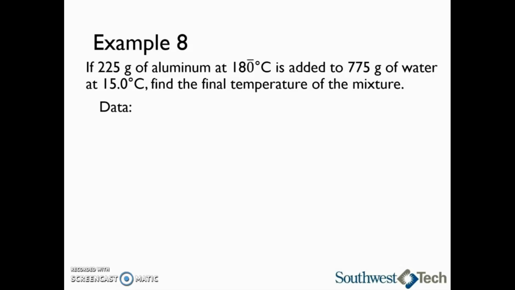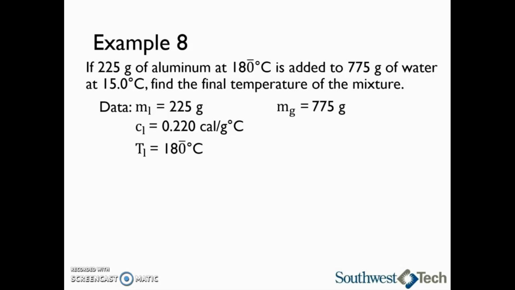The aluminum starts out at a warmer temperature, so it will be losing heat. Therefore, anything aluminum related will have the subscript of Al. The water will have the subscript of G. The mass of aluminum, M sub Al, is 225 grams. The specific heat of aluminum, C sub Al, is 0.220 calories per gram degree Celsius. The temperature of the aluminum, T sub Al, is 180 degrees Celsius.